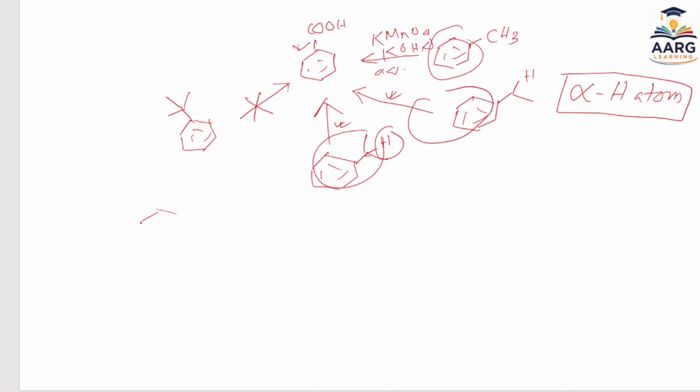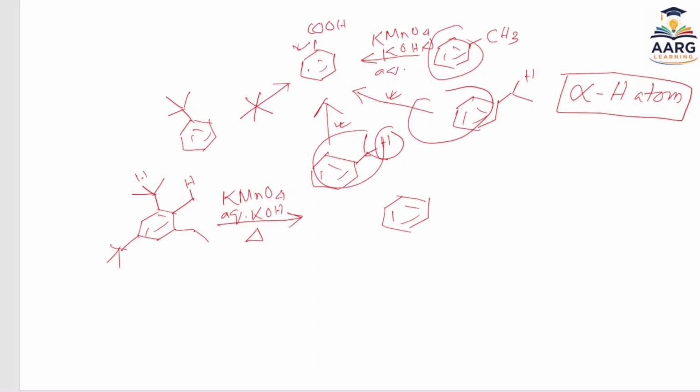Now, if a compound, say this one, methyl, ethyl, this is tertiary butyl, and this is isopropyl. What will be the product if we treat with KMnO4 and aqueous KOH under heating? So the answer is very simple. Just check where the alpha hydrogen is. Here there is one alpha hydrogen. Here there is at least one alpha hydrogen. Here also there is at least one alpha hydrogen. So all of these will give the carboxylic acid.